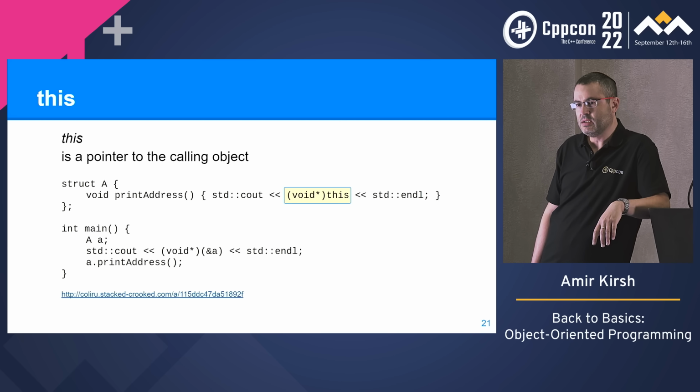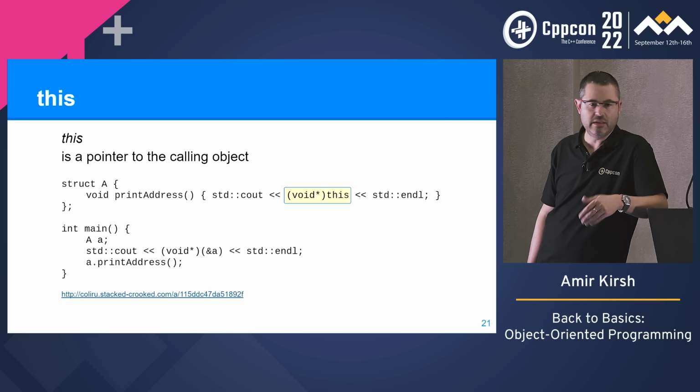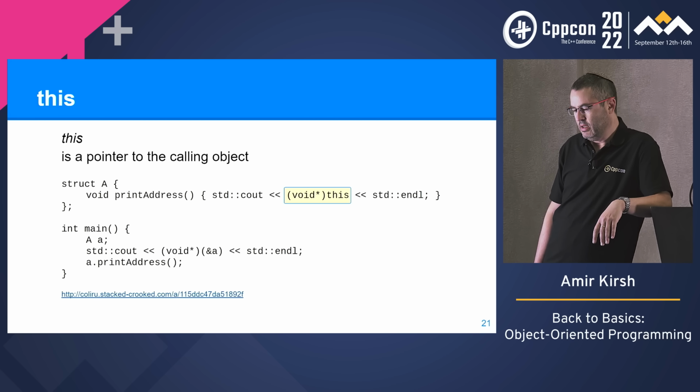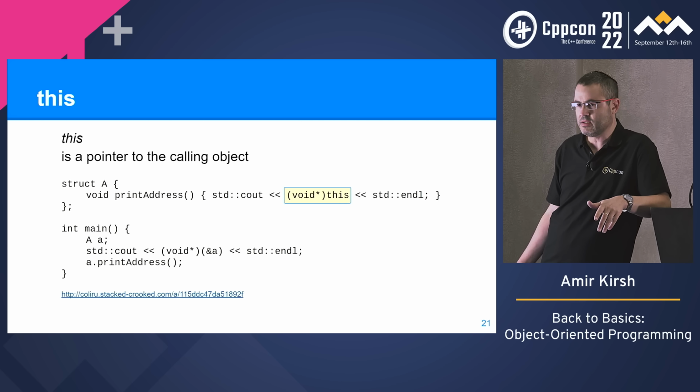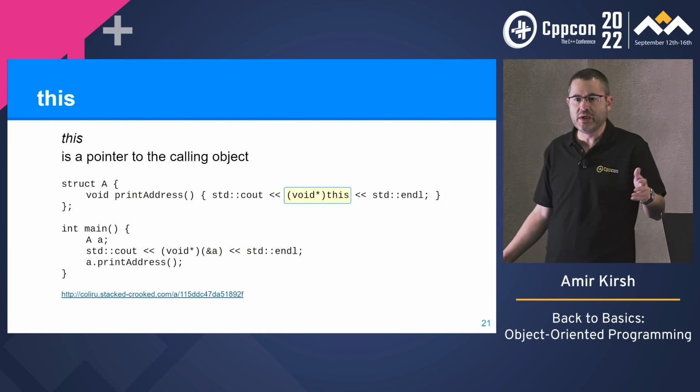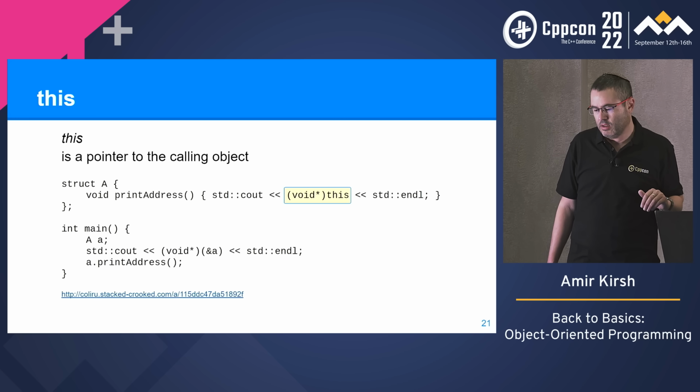The this pointer is the pointer to the calling object, to the object that got me into the function. In this very primitive, very naive example, we just want to print the address of the object, so we print this. By the way, the casting here to void star is not mandatory. You could just print this. It would work. I just wanted to emphasize that I want to print it as an address.